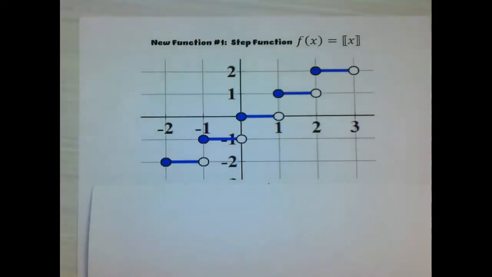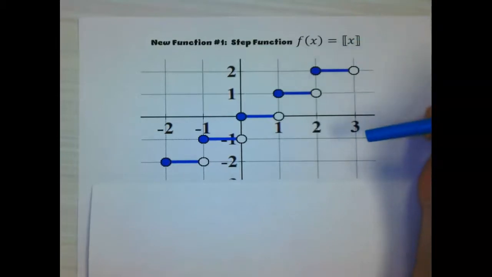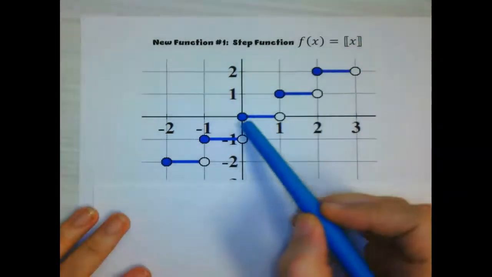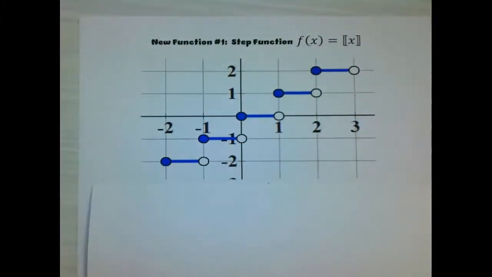The last one we're looking at is the greatest integer function, or the step function. And it's written with little square double bar brackets and an x in the middle. And this is what it looks like. It's a series of horizontal lines.